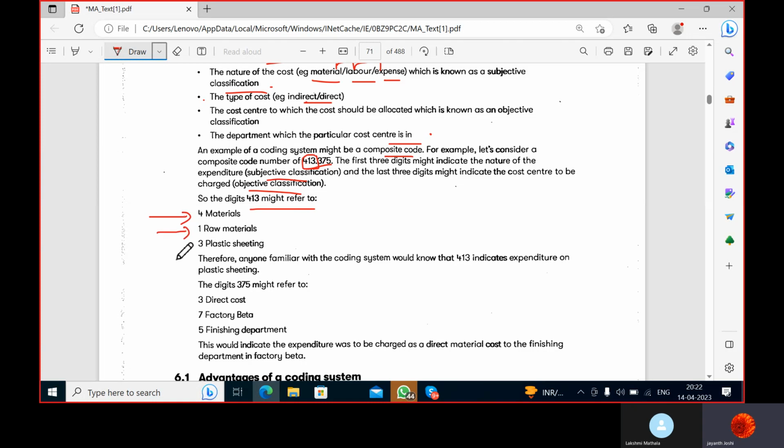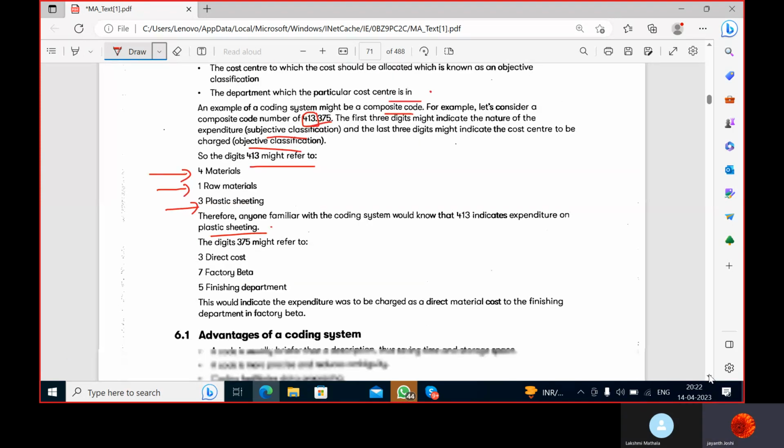1 raw material, 3 plastic sheeting. Therefore, anyone familiar with the coding system would know that 413 explains expenditure on plastic sheeting, correct? Yes. Yes, sir. That's the way the coding is done. You won't be getting much of, you won't be getting questions on this, so don't worry about that.